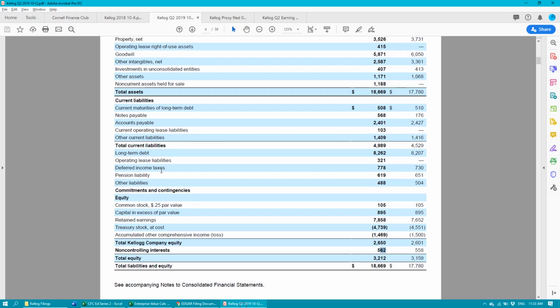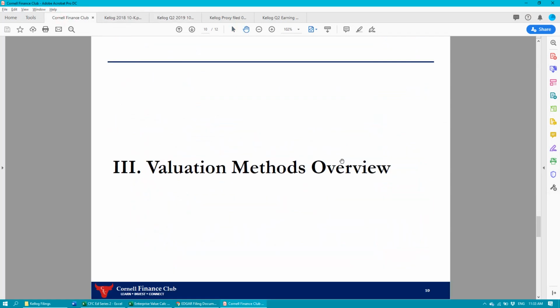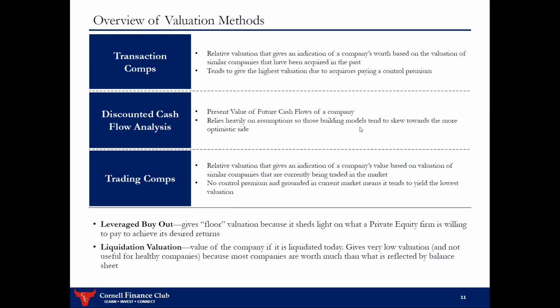Great. So the last part of today is just to go over a brief summary of valuation. And don't worry about this for now. We will be going over each of these in depth in the coming weeks, at least the top three. But this is just a brief summary. So first is transaction comps.